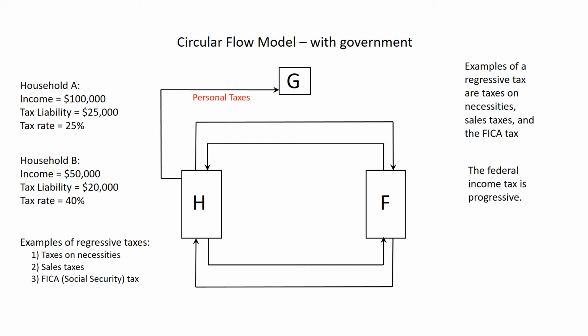So a person earning, let's say, $500,000 a year is going to pay a far smaller proportion of its income in FICA tax than a person making, say, $50,000 or $60,000, $100,000, or $140,000 a year.